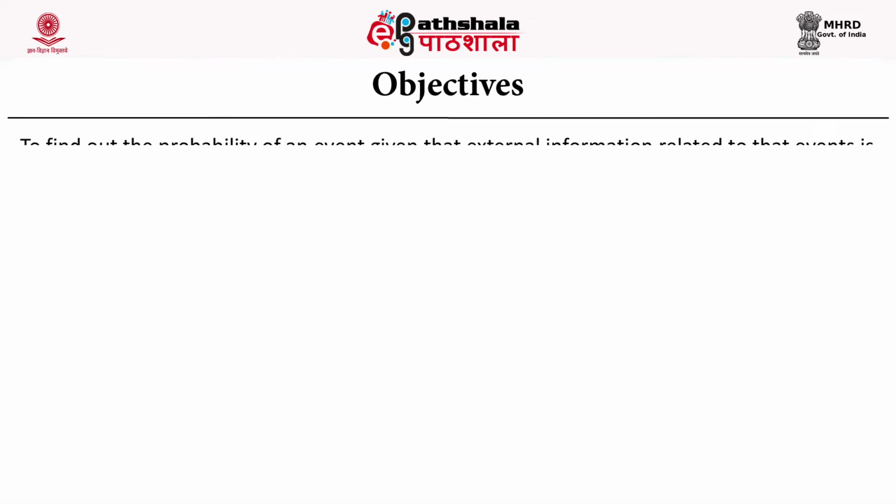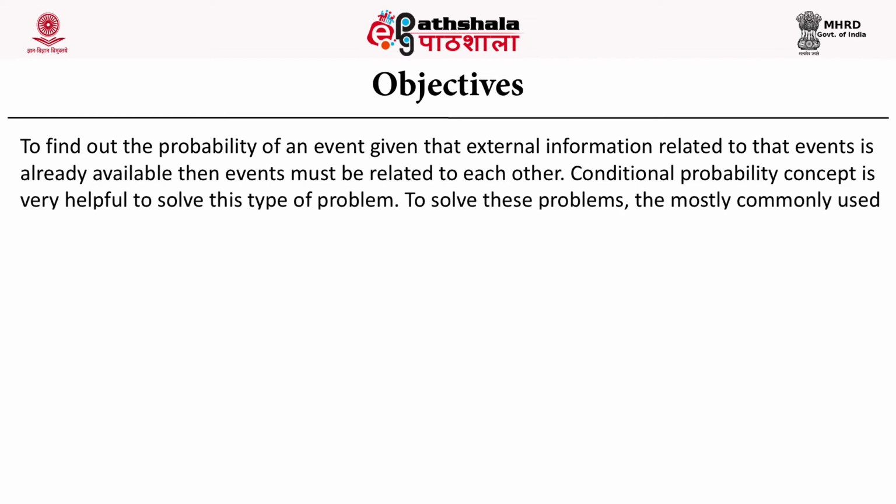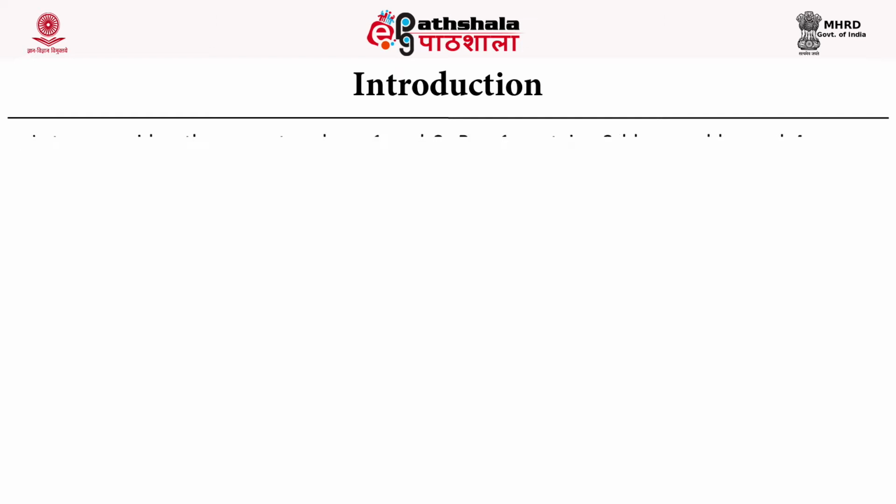Let's get started. To find out the probability of an event, given that external information related to that event is already available, the events must be related to each other. The conditional probability concept is very helpful to solve this type of problem. To solve these problems, the most commonly used method that is available in the literature is Bayesian theorem.